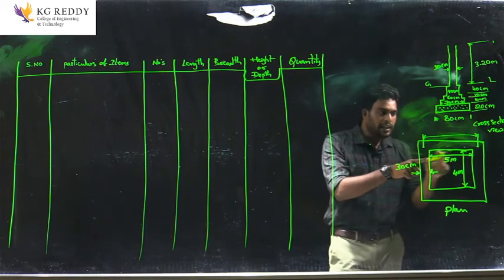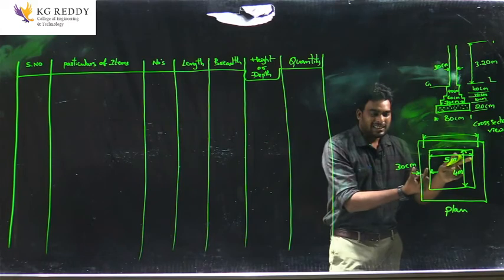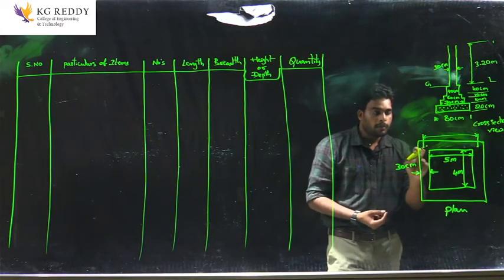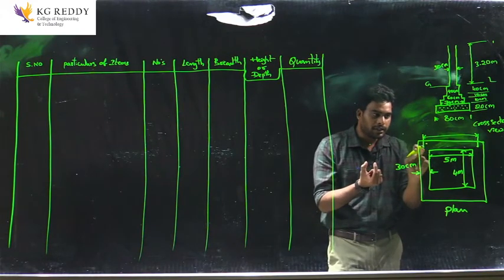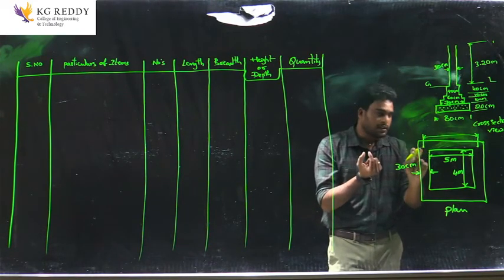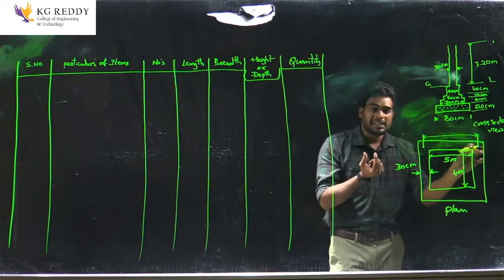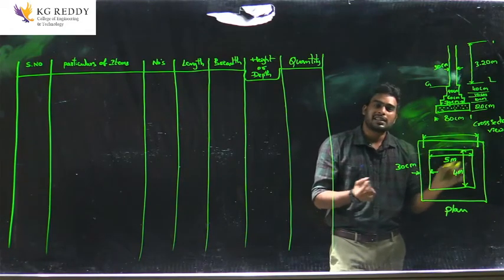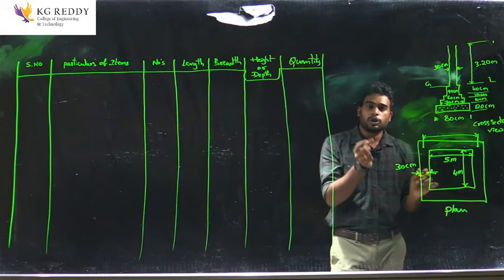The inner dimension of the long wall is, he mentioned, 5 meters, right? So what is the wall thickness? 30. So we just need this half distance. That is 15 centimeters from here to here. Same here also, from here to here the distance is 15 centimeters. So 15 centimeters plus 15 centimeters is 30 centimeters. Convert into meters, so it becomes 0.3.